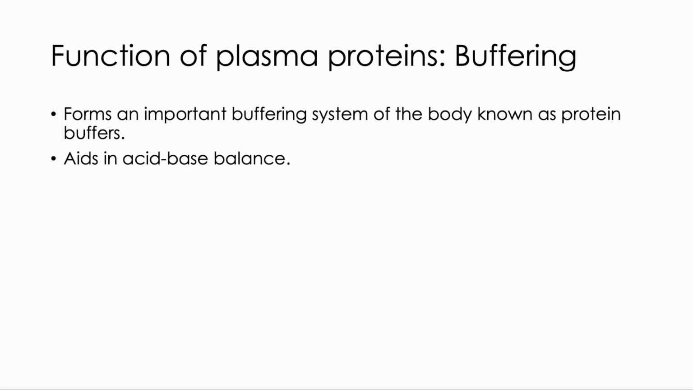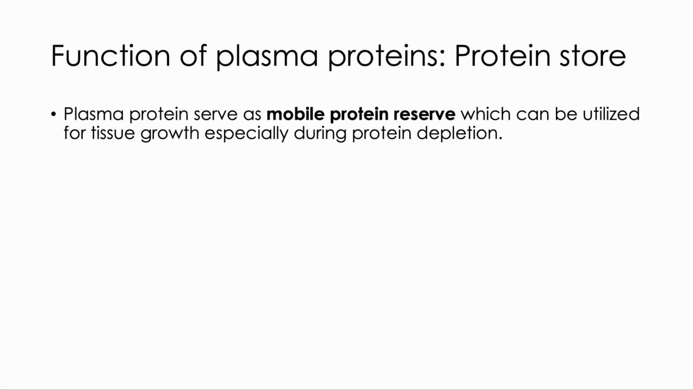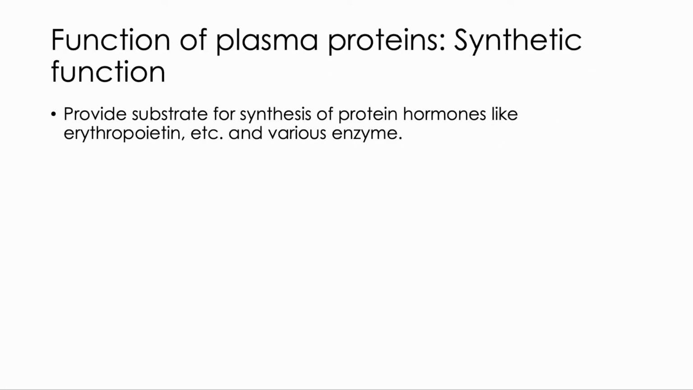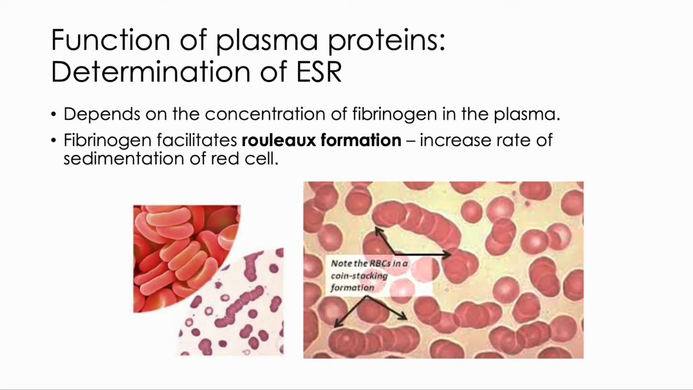Okay, so buffering I did mention earlier, because it serves as a buffer system to equalize back the body pH, and then the protein store, because it stores a lot of protein in it, and then the synthetic function to synthesize protein hormones like erythropoietin. So in the blood plasma, it provides substrates for synthesis of erythropoietin. So where is erythropoietin produced? Please jot down there, erythropoietin is produced in the kidney.